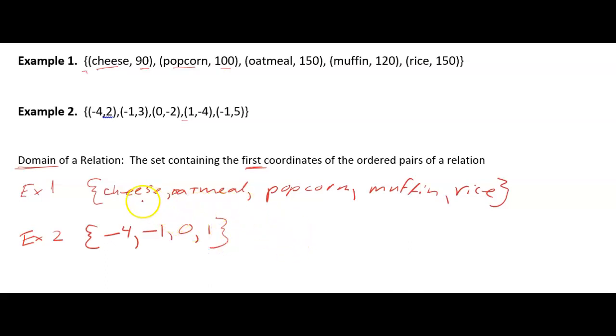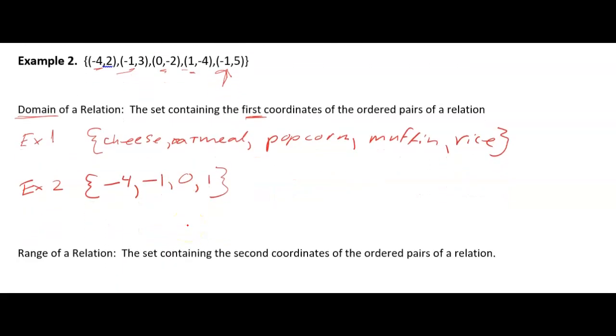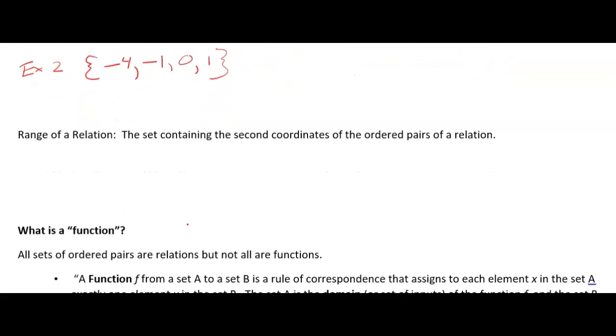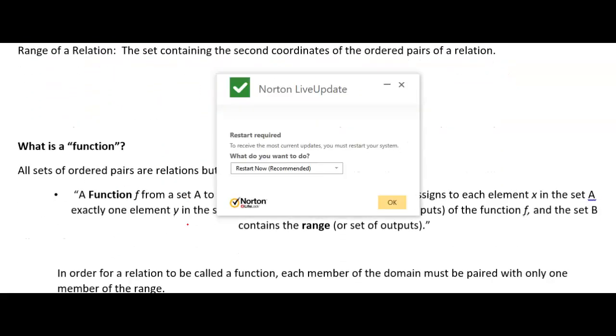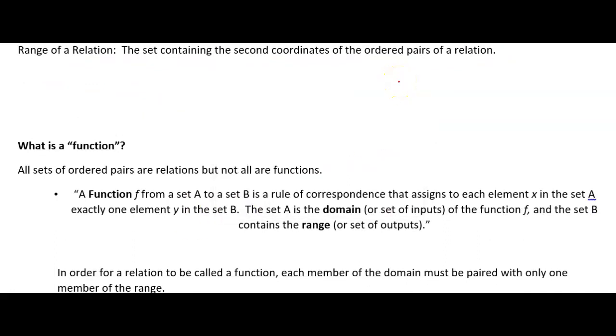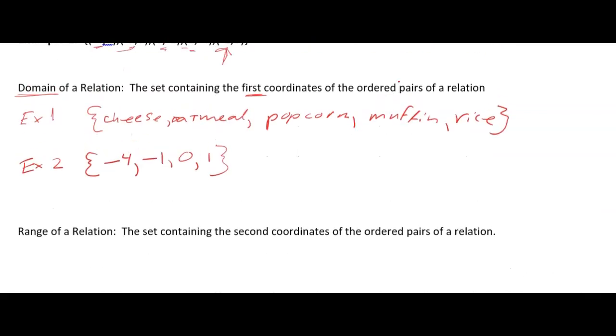So the domain of example 1 was all the foods. The domain of example 2 was the first number in each ordered pair, but the -1 appeared twice, so I don't need to write it twice. It's already there. So the next word we look at is range. A range is the set containing the second coordinates of the pair.